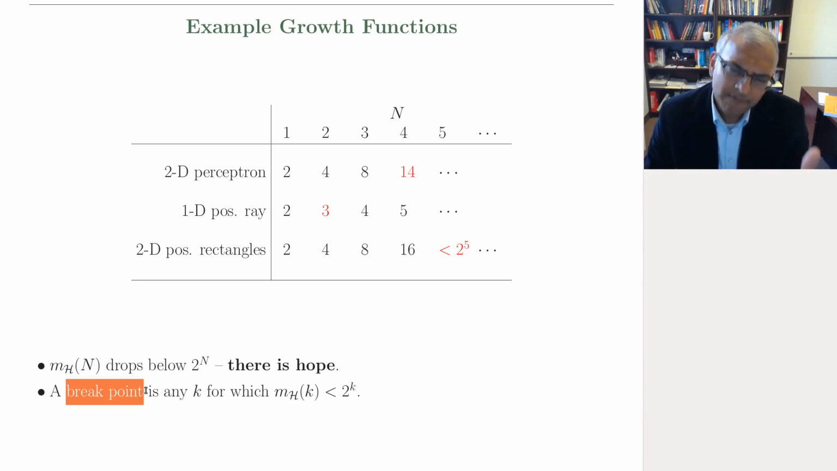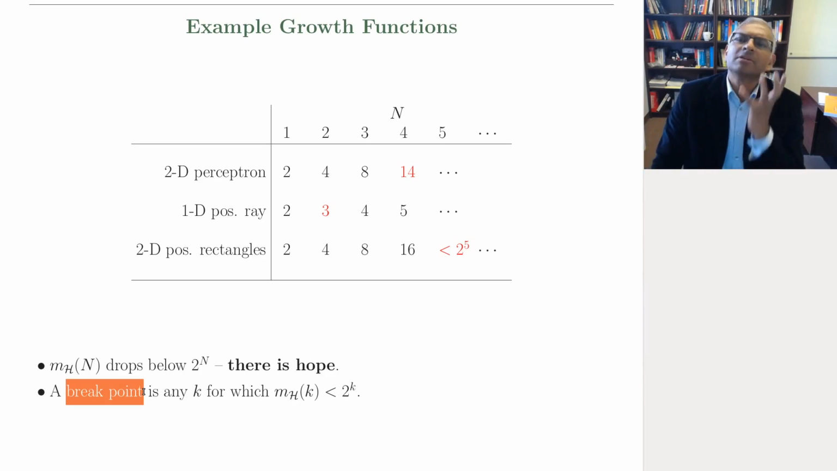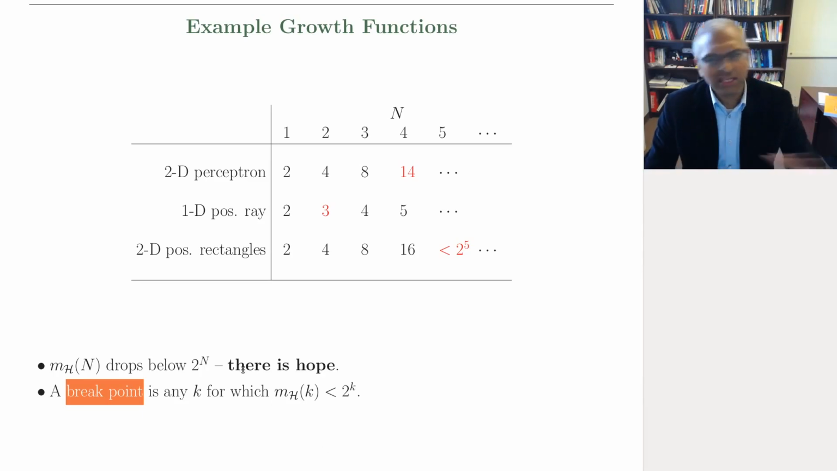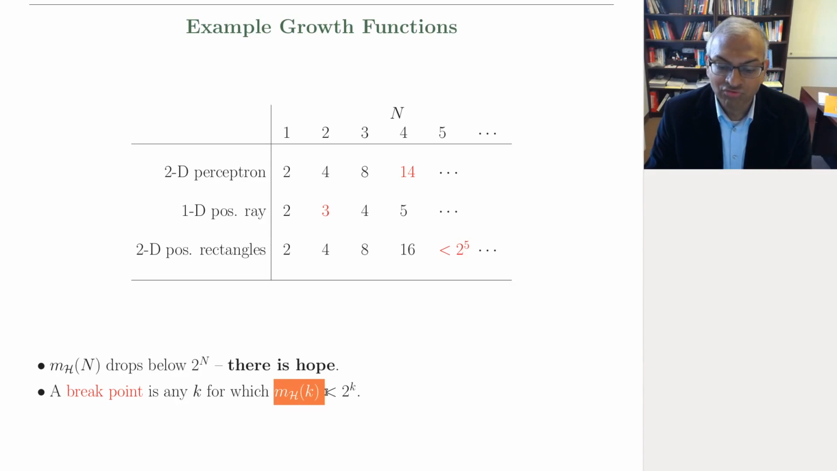So what that means is that, if you have k data points, there is some dichotomy that cannot be implemented on those data points, and that's true for any data set of size k. So the maximum over all possible data sets of size k is strictly less than 2 to the k. So the growth function is strictly less than 2 to the k. And any number of data points for which this holds, we will call a breakpoint, because it's broken the hypothesis set. It's revealed its deficiency.